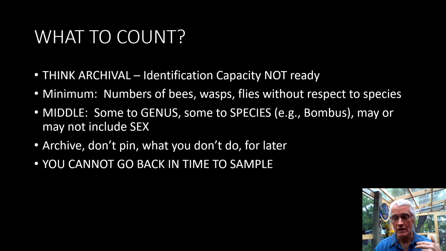When you're archiving, think about not pinning up everything, but either leaving things in liquid or, probably better, processing and drying and keeping things in petri dishes that have no bug issues. The key here is that if you don't do that because you're afraid you don't have the resources or time or expertise to identify bees, you can't go back and resample. We can't go back to the 1800s and resample any of those locations, right? We have no idea because nothing was collected. If you don't collect anything now, you can't go back later and redo that. So better to collect it and archive it than not to collect it at all.